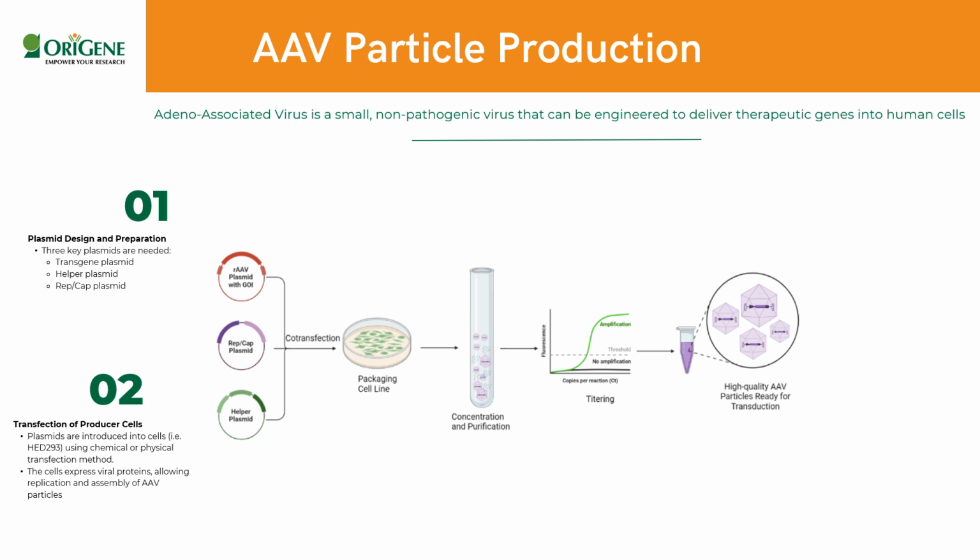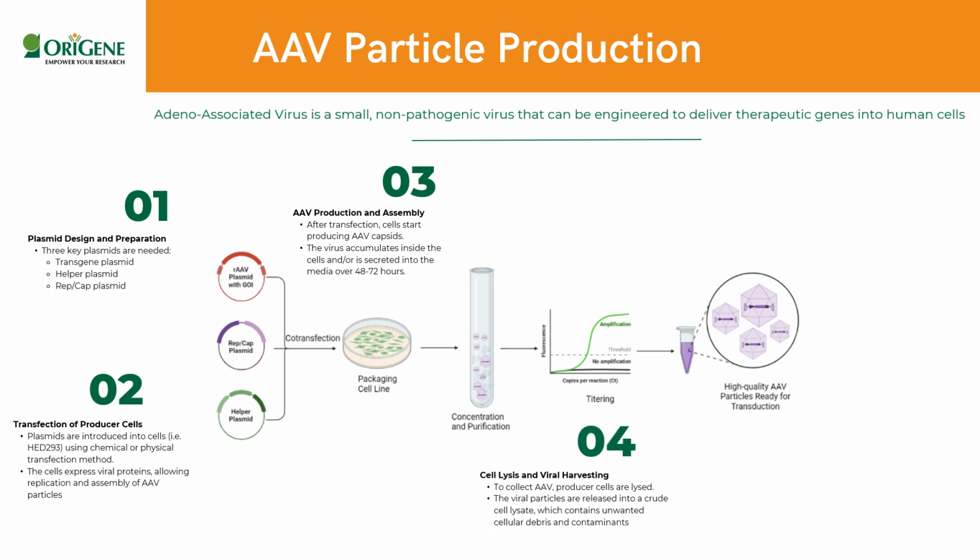The 3 plasmids together are co-transfected into what are called producer cells. HEK293 cells are commonly used here. You can think of them as molecular factories designed to generate AAV particles. Once transfected, these cells begin producing AAV capsids, which accumulate over the next 48 to 72 hours. The viral particles are released into a crude lysate when the producer cells are lysed.